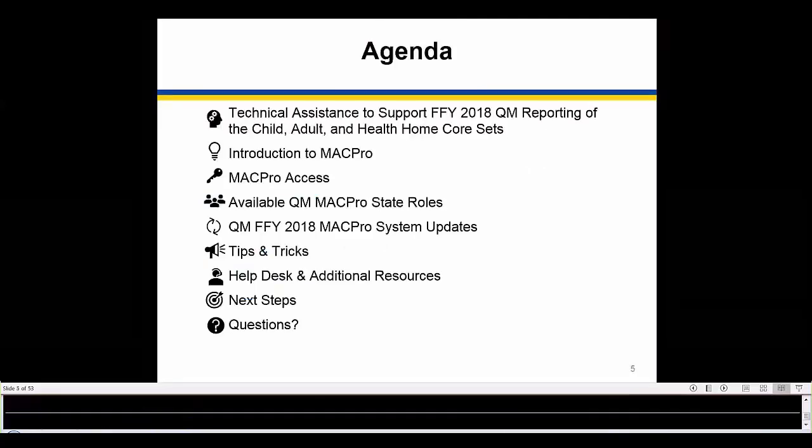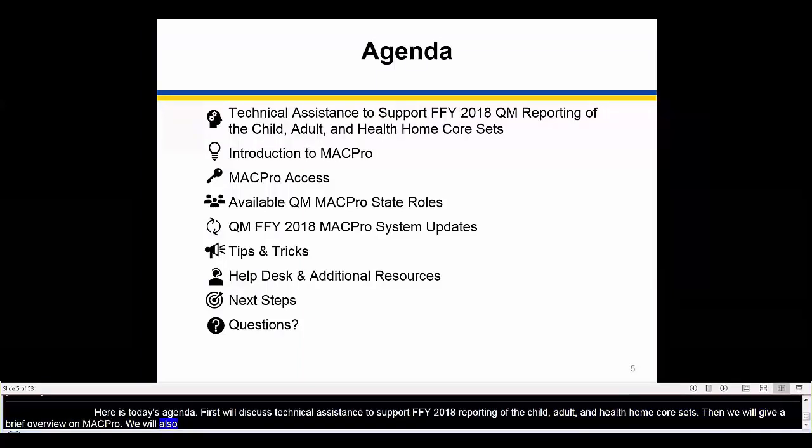So here is today's agenda. First, we'll discuss technical assistance to support federal fiscal year 2018 reporting of the Child, Adult, and Health Home core sets. Then, we'll give a brief overview on MacPro. We'll also talk about access and roles information, and then discuss the system updates for quality measure reporting for federal fiscal year 2018. We'll also go over tips and tricks, as well as help desk and additional resource information, and we'll also talk about next steps.